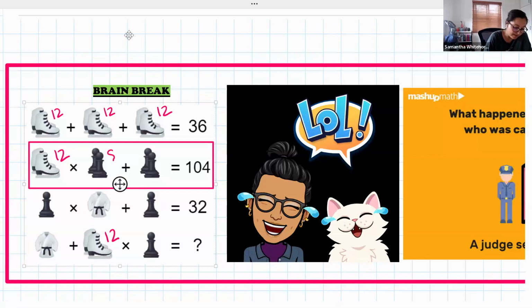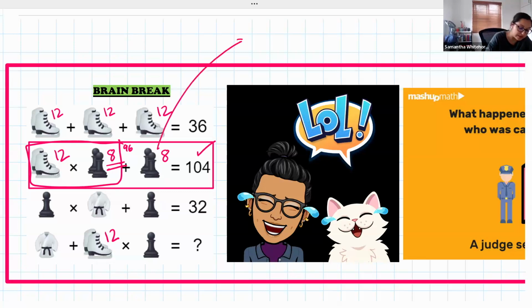Now remember, we have to use BODMAS. We have to do the times first. Oh gosh, 12 times 8 gives us 96. Okay, so this first little bit here gives us a product of 96. We then would have to add the same number. So 96 plus 8 is 104. So now I know wherever I see two chess pieces, I've got 8. But that would also mean that one chess piece is half of 8, which is 4. So now these chess pieces that I'm seeing here are all 4.